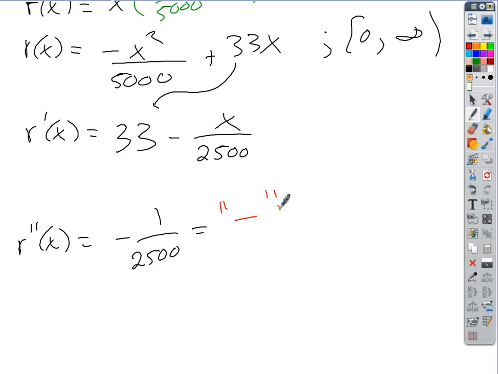So then, where is the zero of this thing? If I set this equal to 0, that's easy to solve. I add this term to the other side and then multiply by 2,500 to isolate the x. Don't I just get x equals 33 times 2,500, which is 82,500? 75,000 plus 7,500, so 8,250, and another 0 as well. 82,500. So that's how many tickets we'd like to sell to maximize.